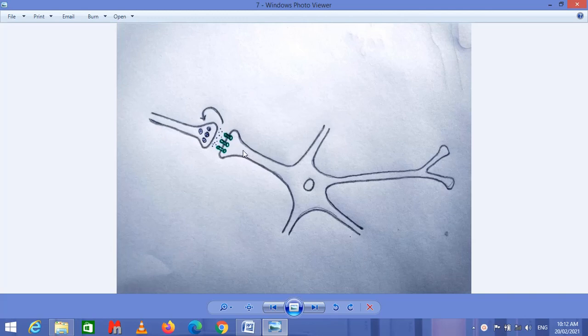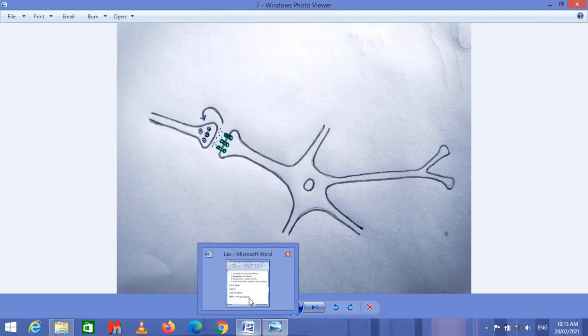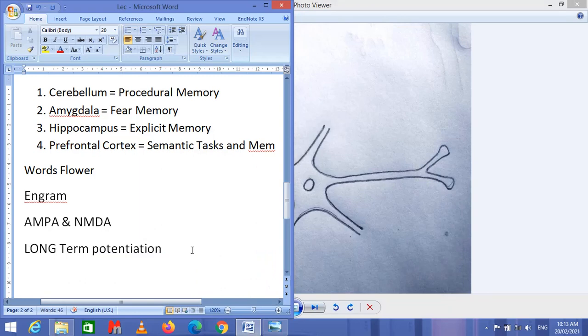So how? The second messenger formed over here will be transported toward the cell body. Inside the cell body of this neuron, a special type of protein is there that is called CREB protein. You can call it cAMP response element binding protein, CREB protein.